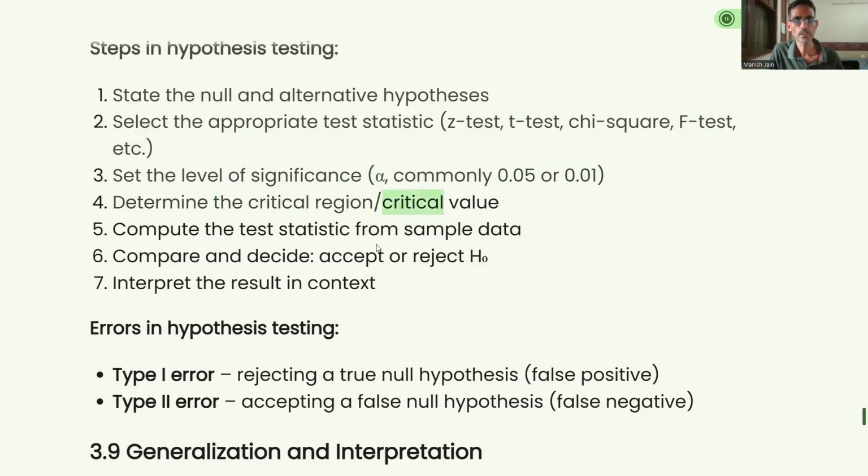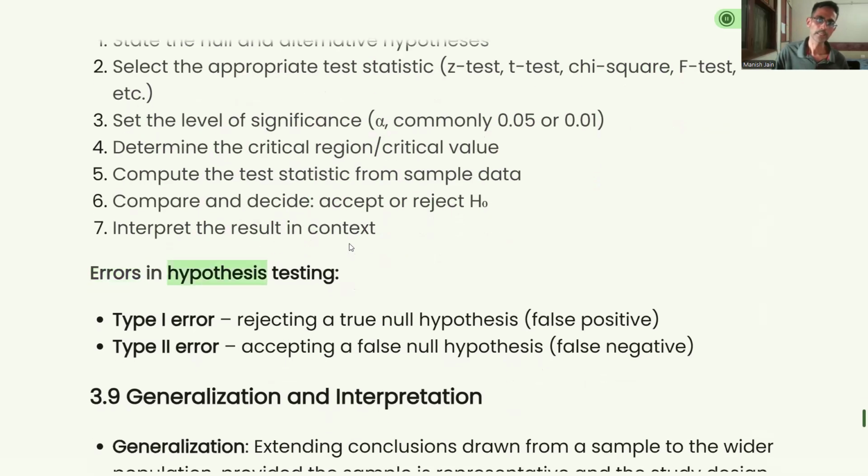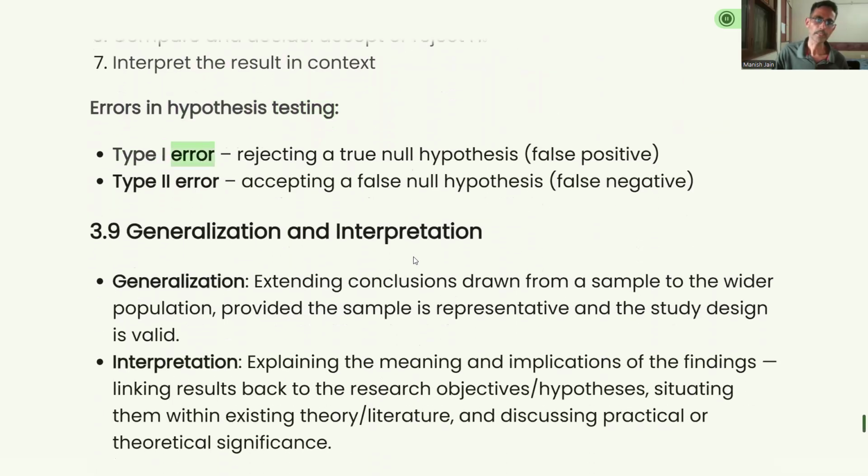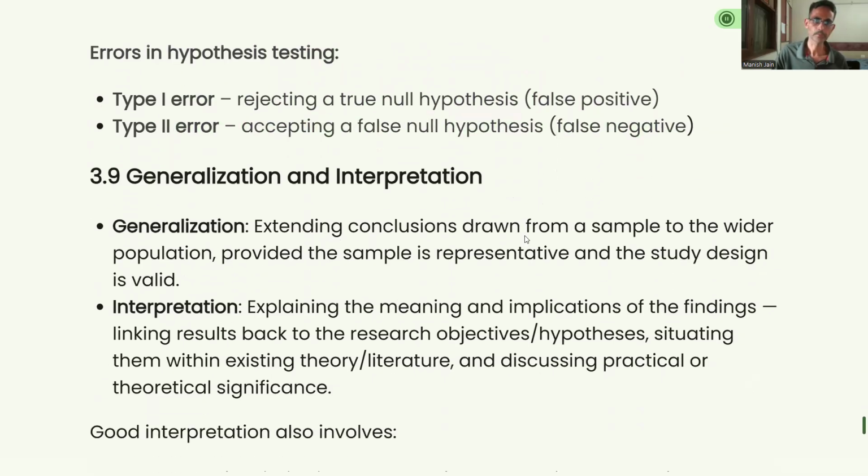Determine the critical region or critical value. Compute the test statistic from sample data. Compare and decide: accept or reject H0. Interpret the result in context. Errors in hypothesis testing. Type 1 error: rejecting a true null hypothesis, a false positive. Type 2 error: accepting a false null hypothesis, a false negative.